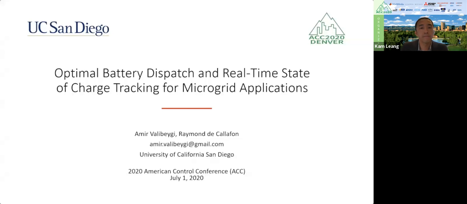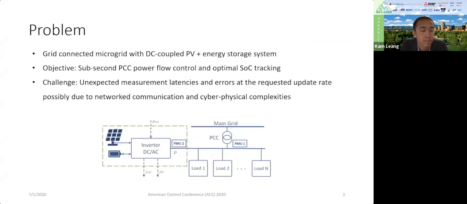Hello, and thank you for listening to this presentation, where I will be talking about optimal battery dispatch and real-time state of charge tracking for microgrid applications. My name is Amir Valibegi, and this work is presented as part of my PhD work at the University of California, San Diego, under the supervision of Dr. Raymond Decarlo. The problem we are studying involves a grid-connected microgrid where energy storage and PV generation resources are connected in a DC-coupled setup to the microgrid of a medical facility and supply part of its load. The rest of the load is supplied by the main electricity grid.